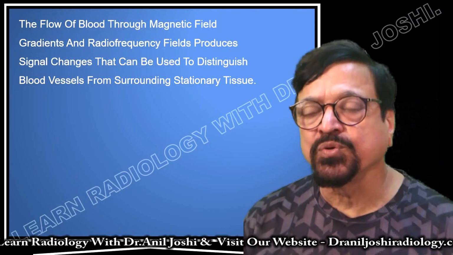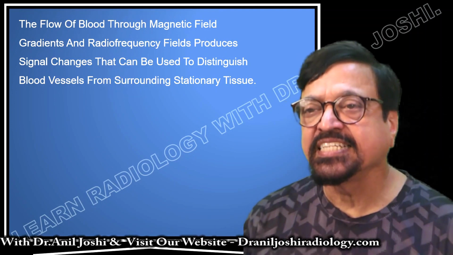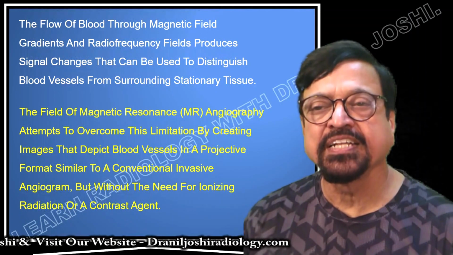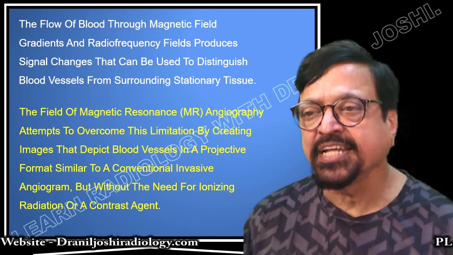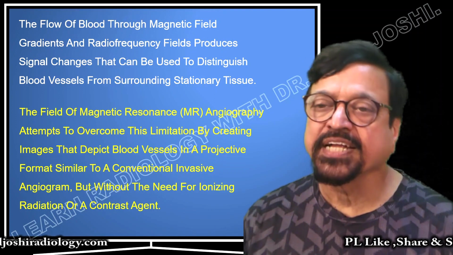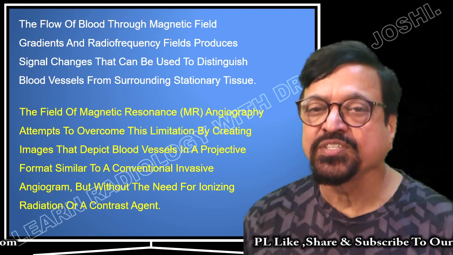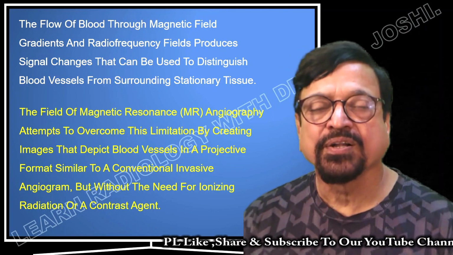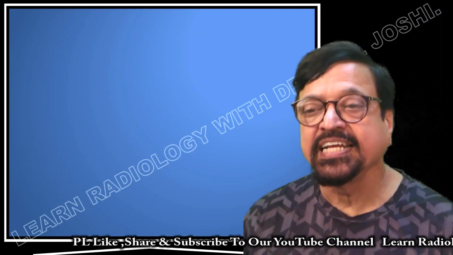Now, the flow of blood through the magnetic field gradients and radio frequency fields produces signal changes that can be used to distinguish blood vessels from the surrounding stationary tissue. Simple, because we image both differently. The field of magnetic resonance angiography attempts to overcome this limitation by creating images that depict blood vessels in a projected format similar to conventional invasive angiography, that is what we call DSA, but without the need for ionizing radiation or a contrast agent. So all the drawbacks of contrast, particularly the reaction part of it, are eliminated.